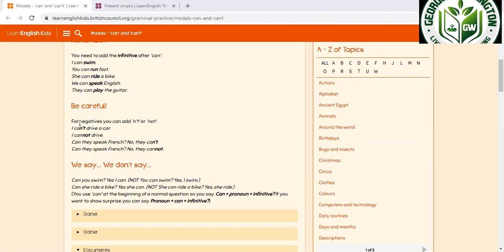Be careful. For negative, you can add n't or not. Like, I can't drive a car. I cannot drive. It's basically the same. You can use can't or cannot. When you use can't with the contraction, make sure you pronounce the T at the end. Otherwise, they will understand that you're saying can. So can and can't. Make sure you pronounce the T.